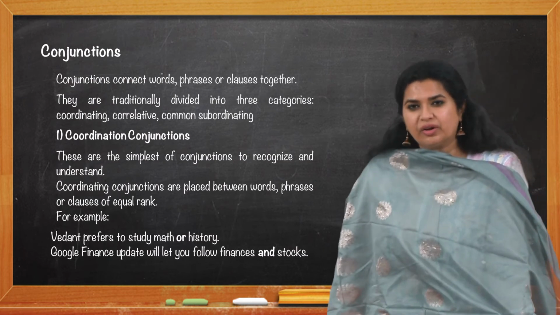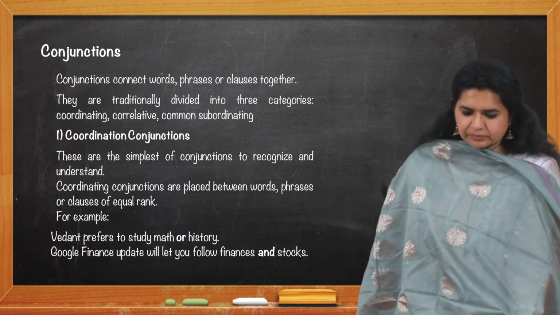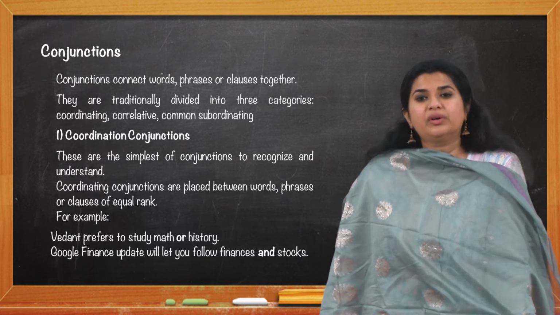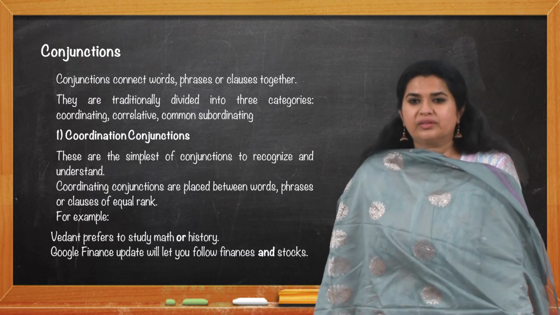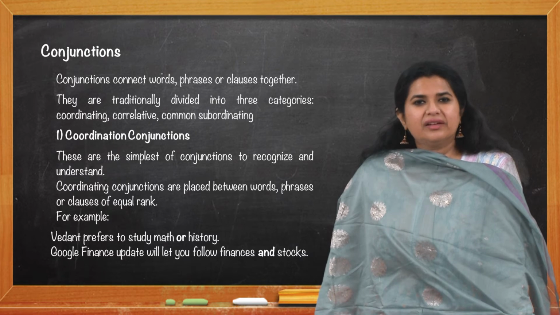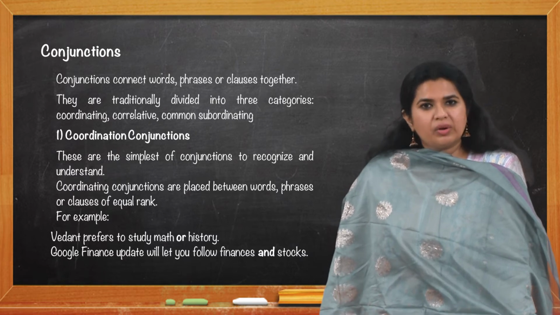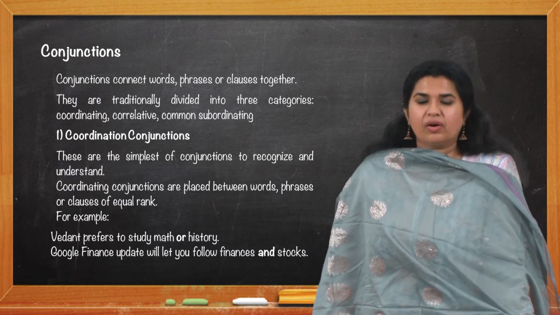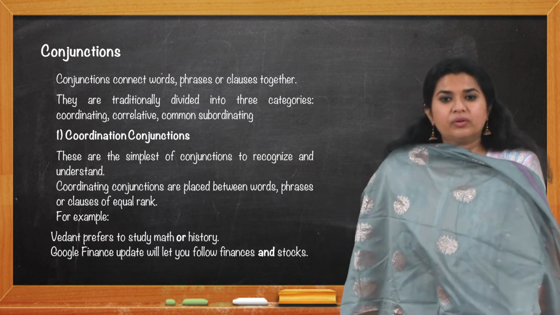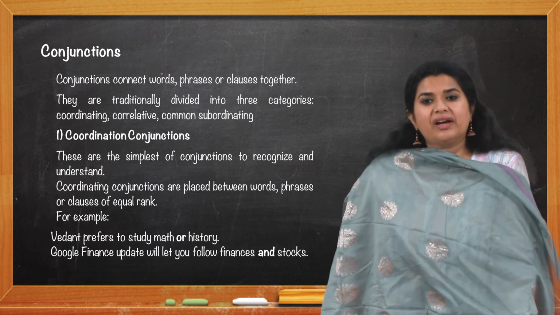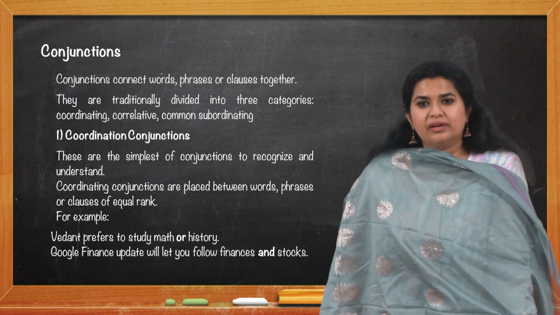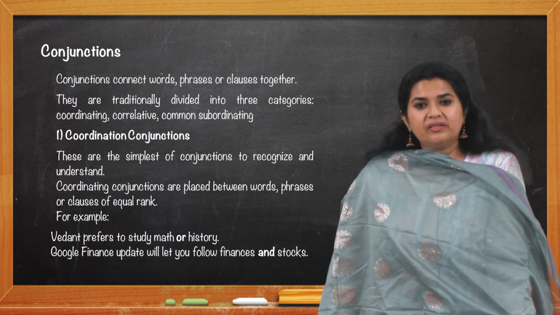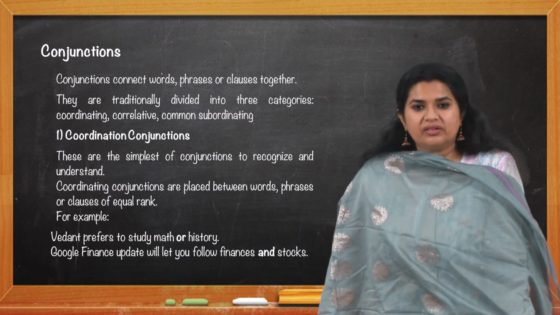Moving on to the next topic, conjunctions. Conjunctions connect words, phrases or clauses together, like and, but, however, as well as, either or, neither nor. So, these are traditionally divided into three categories: coordinating, correlative and subordinating. What are coordinating conjunctions? These are the simplest of conjunctions to recognize and understand.